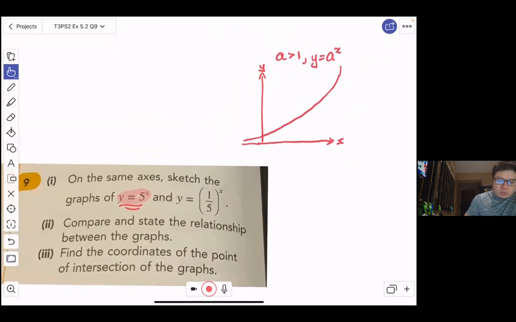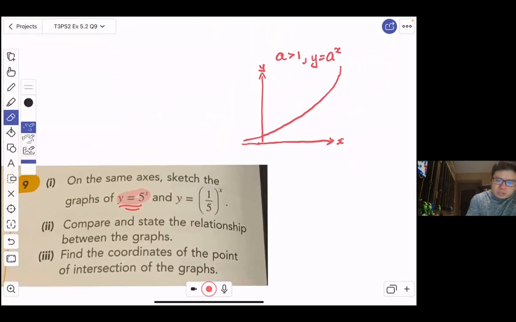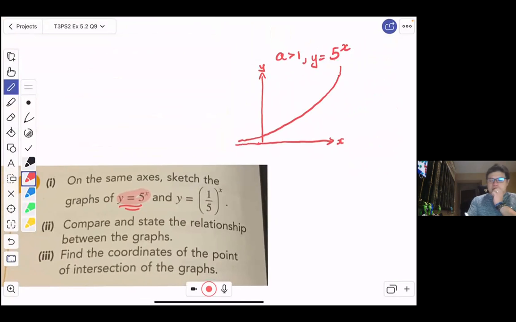Okay, so let me just put the question below here. So this will be y equals 5 to the power of x, because the base is more than 1. So what about the second graph where it's 1 over 5 to the power of x? Even though it's a fraction, it's very easy for you to flip it into a base which is more than 1.